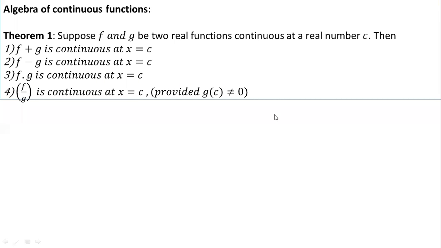So far we have discussed some problems. Now we need a bit of theory, not much, because to study the further things, we need a bit of theory. For that, you need to learn what is algebra of functions. Algebra of functions. So what do you mean by algebra?